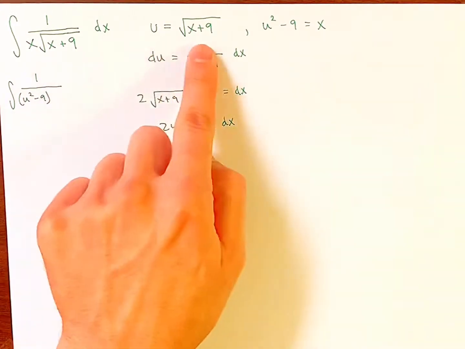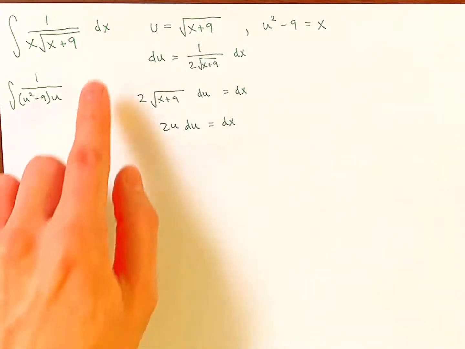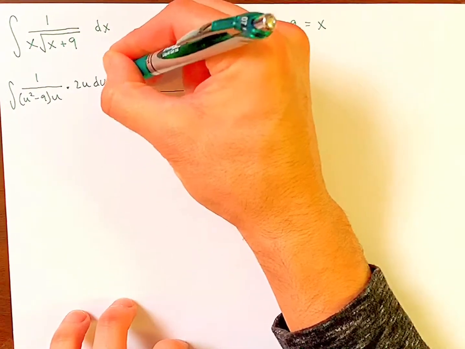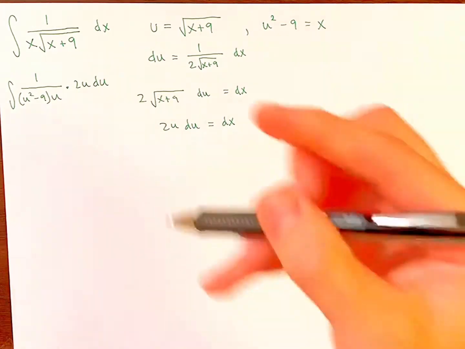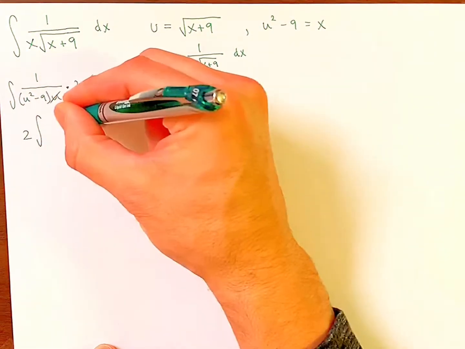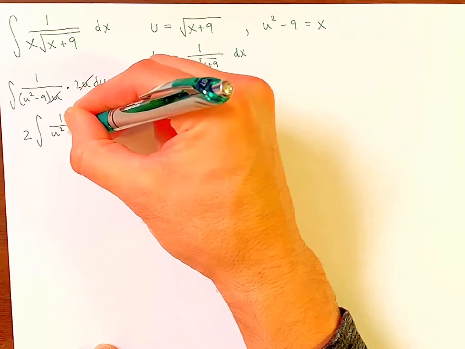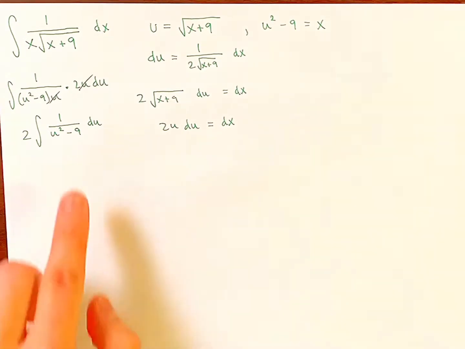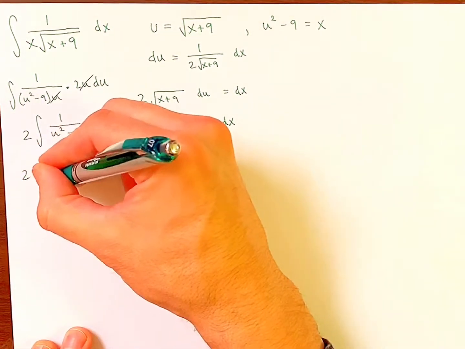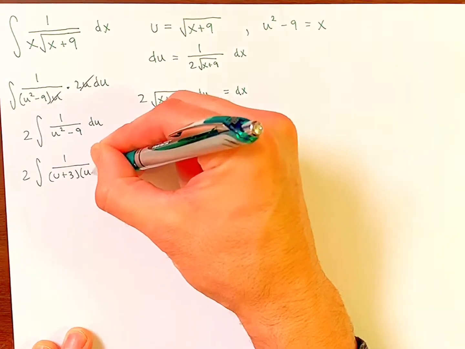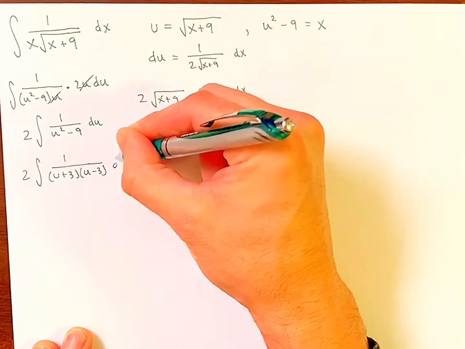Now this here, that's just u. And then dx is 2u du. What's convenient here is that these u's happen to knock out, and I can take this constant of 2 and pull it out to the front. Now, as it turns out, this denominator can be factored because it is what we call a difference of squares. So now the predicament is a familiar one.